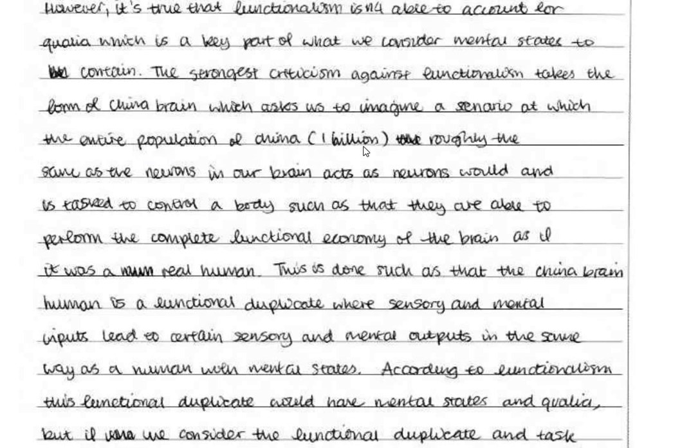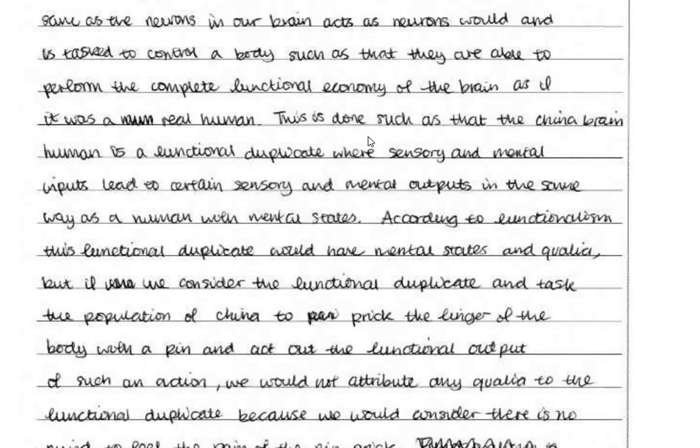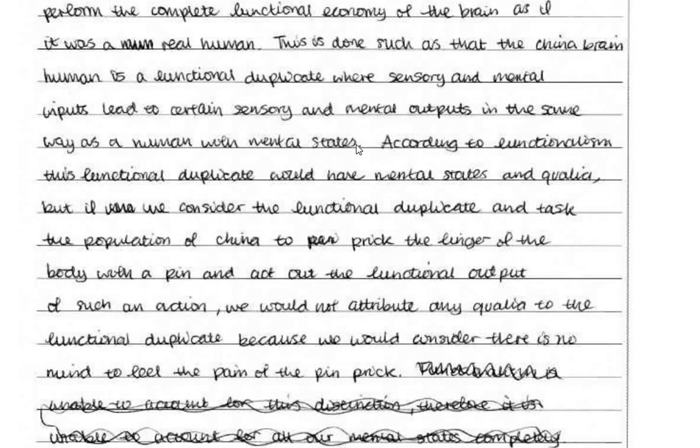which the entire population of China, roughly the same as the neurons in our brain, acts as neurons would and is tasked to control a body such that they are able to perform the complete functional economy of the brain, as if it was a real human. This is done such that the China brain human is a functional duplicate where sensory and mental inputs lead to certain sensory and mental outputs in the same way as a human with mental states. According to functionalism, this functional duplicate would have mental states and qualia.